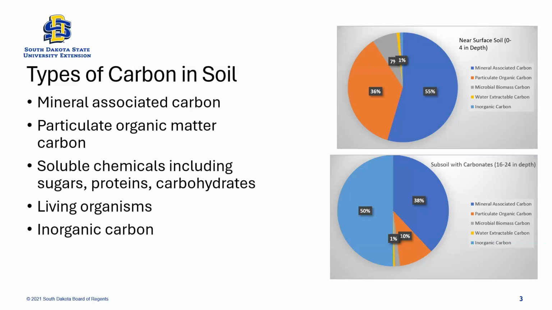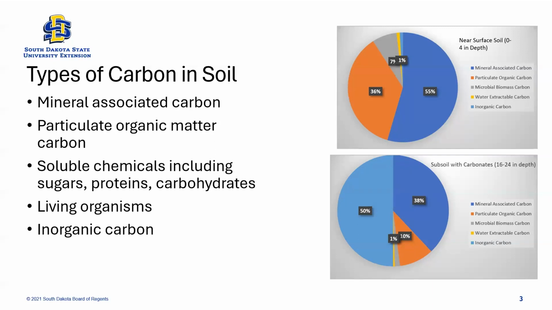And there's soluble chemicals created through decomposition and exudates from roots in the soils, which are like sugars, proteins, and carbohydrates. And there's living organisms in the soil, which are very important in the biochemical cycle. And then there's inorganic carbon, which is usually carbonates, which in South Dakota soils you need to account for if you're looking at carbon.